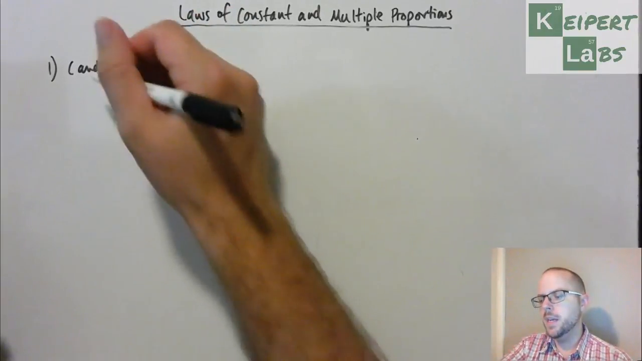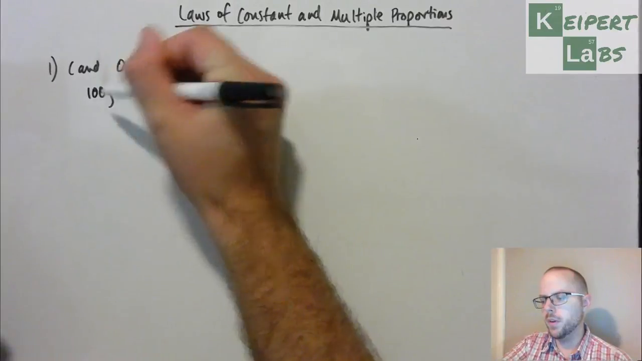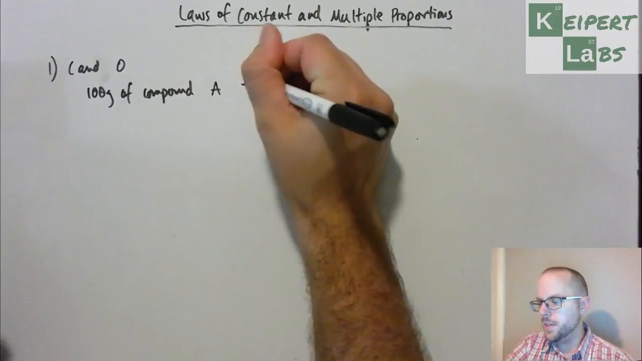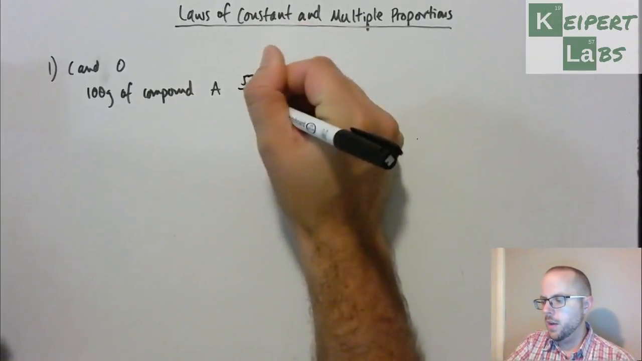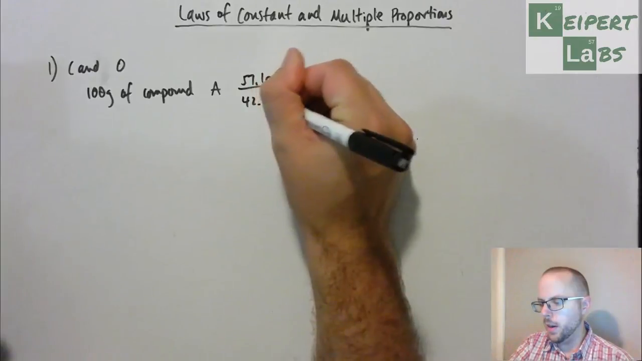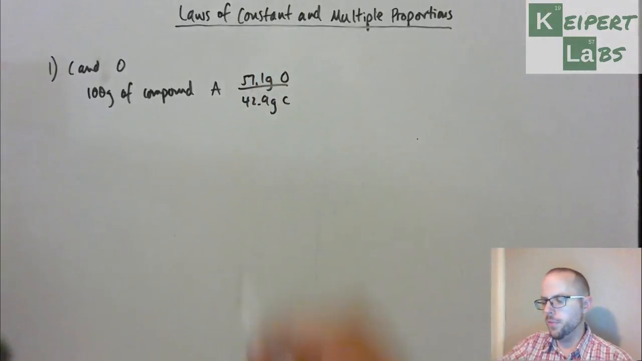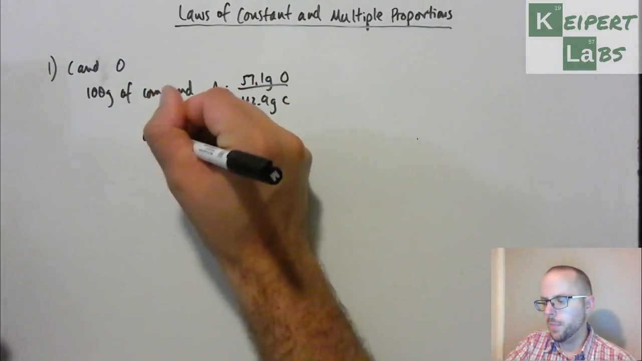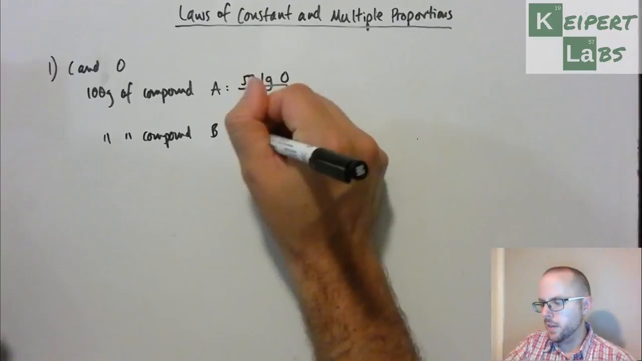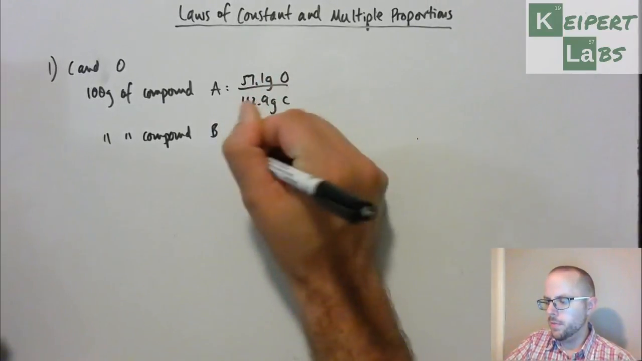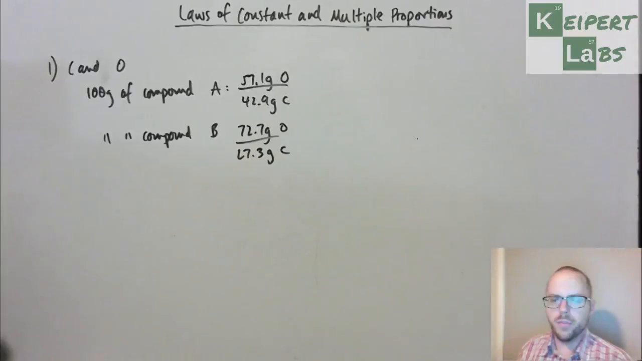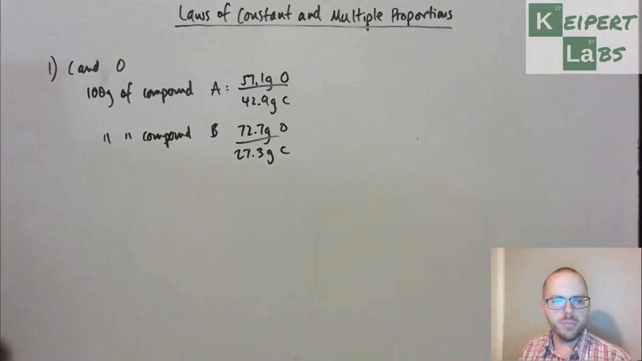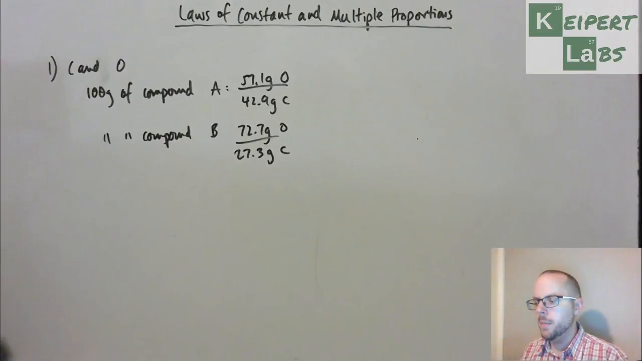After careful measurement of reaction of carbon and oxygen to make compounds, we come up with two different sets of data, saying that for every 100 grams of compound, for compound A, we have 57.1 grams of oxygen for every 42.9 grams of carbon. And for compound B, we have 72.7 grams of oxygen for every 27.3 grams of carbon. By careful measurement of the amounts here, how much has reacted, how much is left over, all that sort of thing, we're able to look at this.